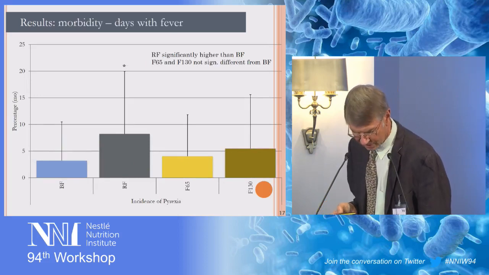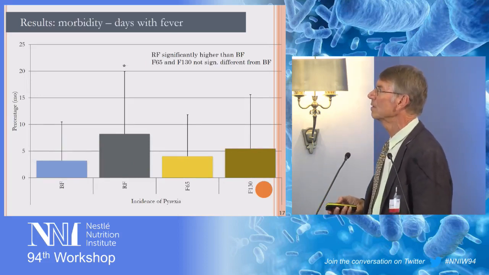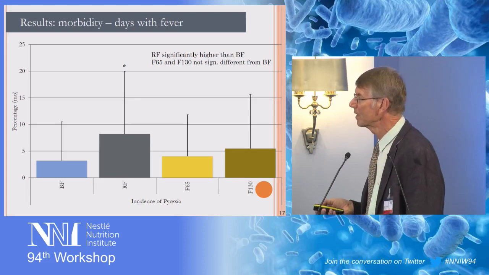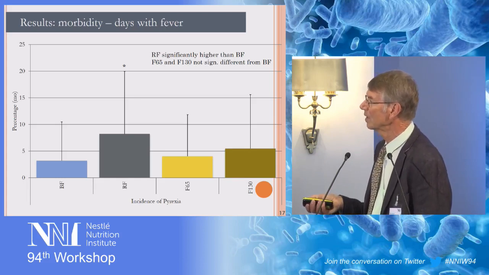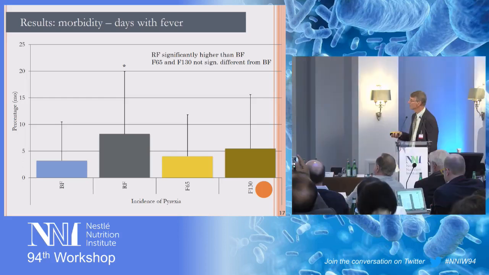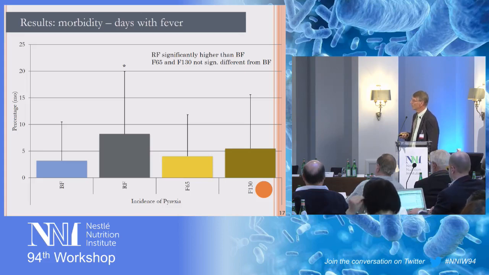Well, how does this translate into morbidity? Well, we registered days with fever, and here you can see, similar to what Olle showed for Sweden, it's a higher incidence of fever in those fed regular formula than in breastfed infants, and then adding bovine osteopontin at either of these two levels made them not significant from breastfed infants. So a reduction in days with fever. So it may be that the immune competence was altered to make them more similar to breastfed infants and perhaps more capable of fighting infections.